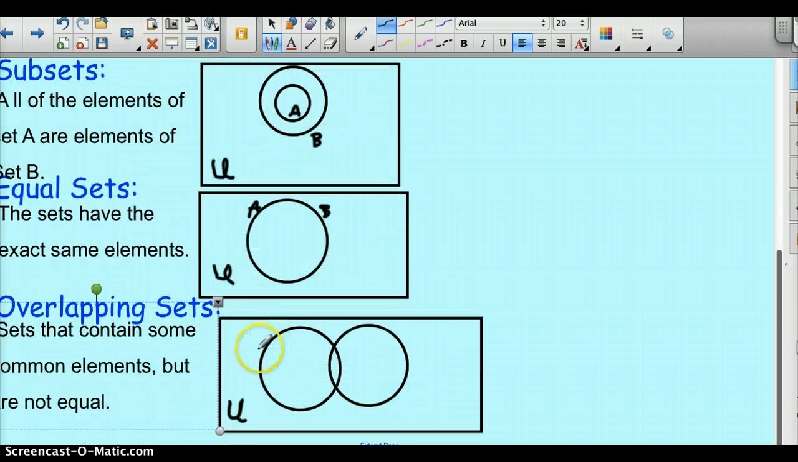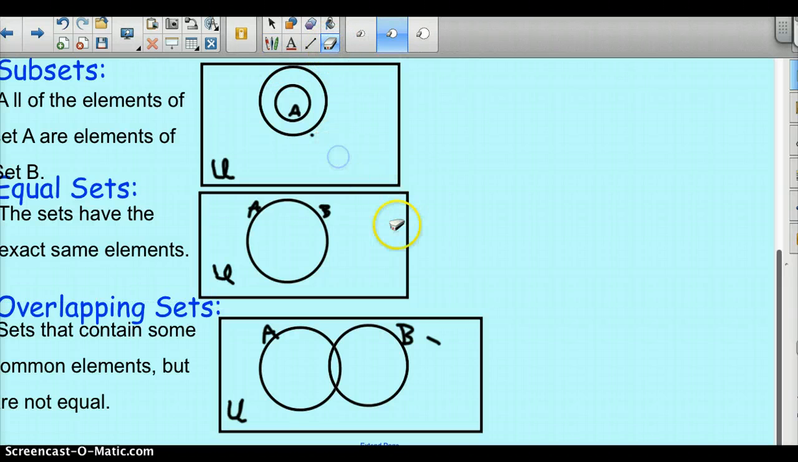Final one: overlapping sets. These are sets that contain some common elements but aren't equal. So it's not going to be one circle. It'll be two different ones, but they will overlap. Notice how they overlap here in the middle. I'll make this set A and this set B. These two sets will overlap in this particular case. Let me put my B back on here just for good measure. There he is. All right, moving on to the next example.